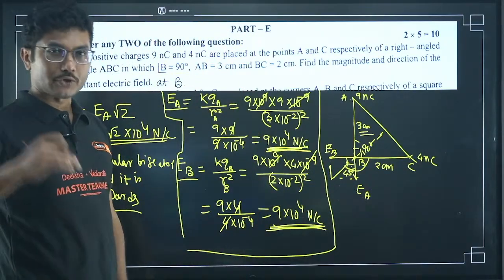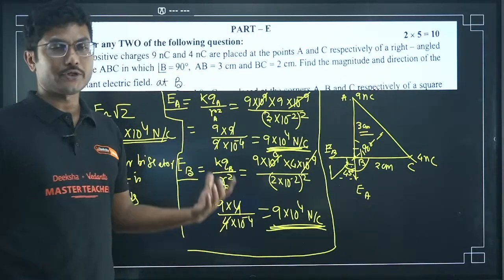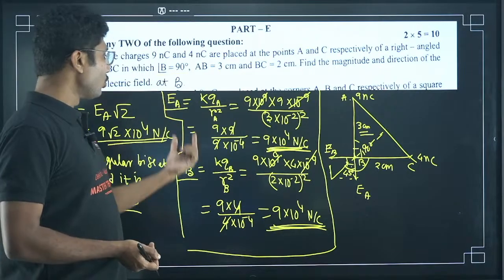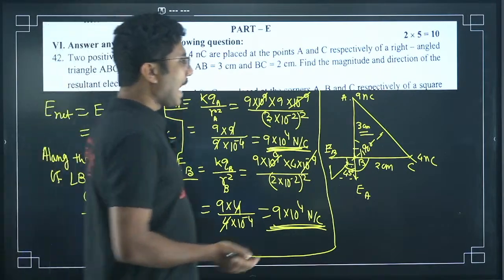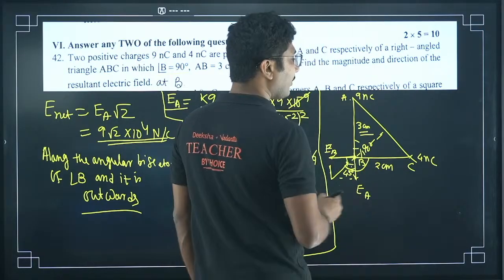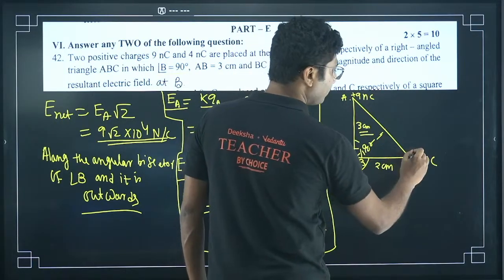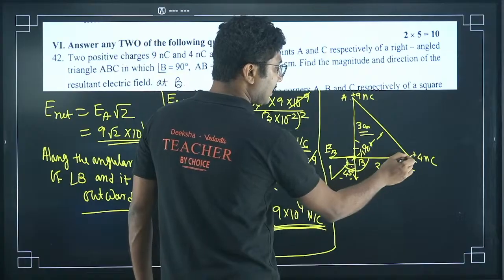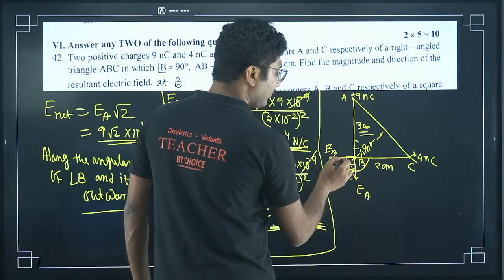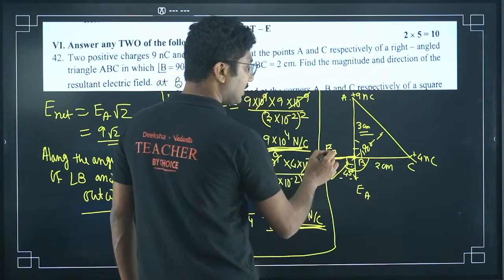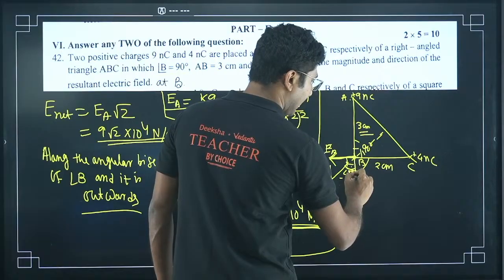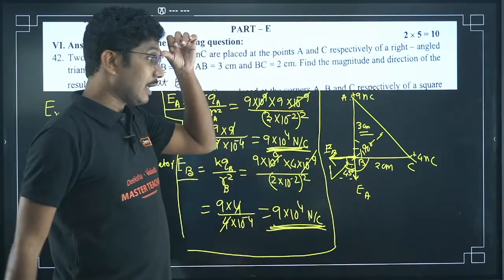This type of questions we have solved, not exactly this question, but similar questions we have solved when the magnitude wise electric fields are same, right? So two electric fields are same, and both electric fields are away from this point. Why away from? Because both the charges are positive. So if it is a positive charge, electric field will be along the line joining the point and the charge, and it will be away from. So this is the direction of electric field due to EB. Similarly, electric field due to A will be away from A, and it will be again along the line joining.